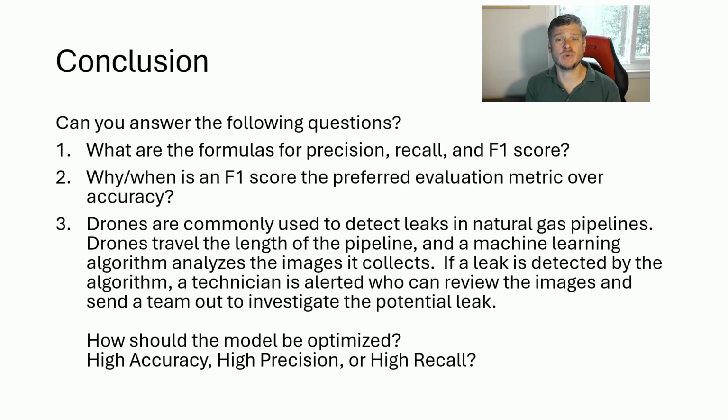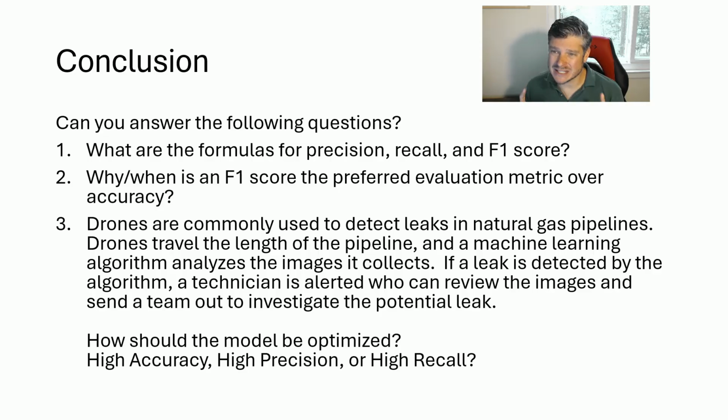All right, so can you answer the following questions? Number 1, the procedural part. What are the formulas for precision, recall, and F1? How do I look at a confusion matrix and find those particular values? Number 2, when would our F1 score be preferred as the evaluation metric over accuracy? And again, that also kind of means when would precision and recall be preferred as well?